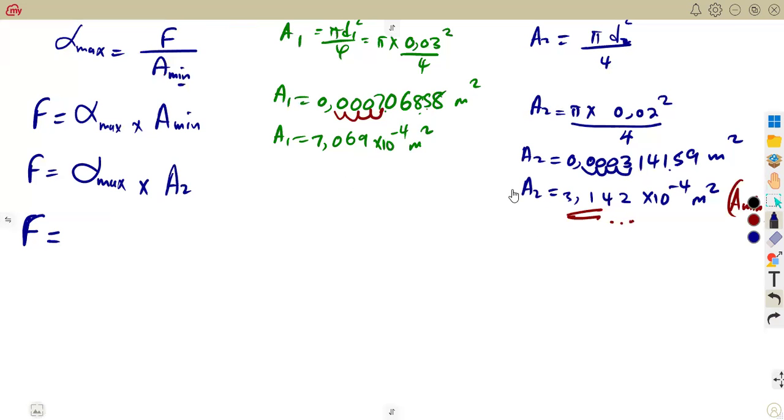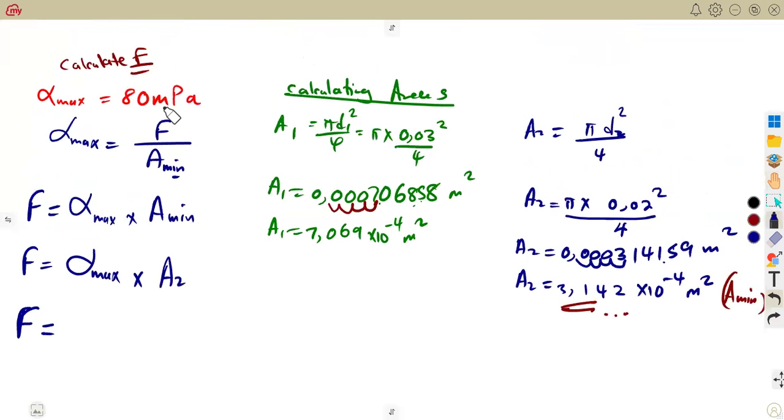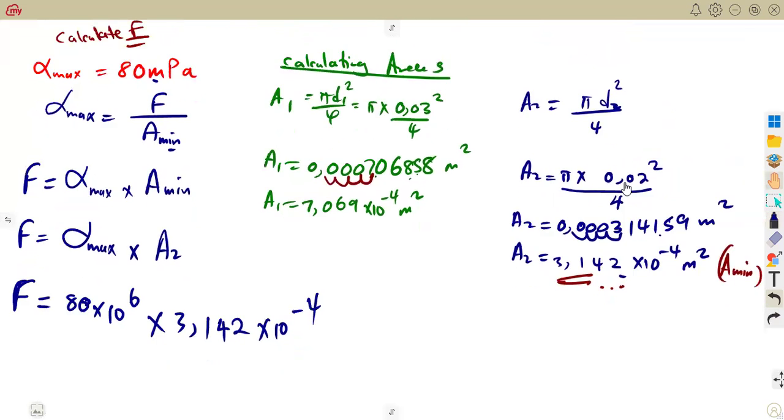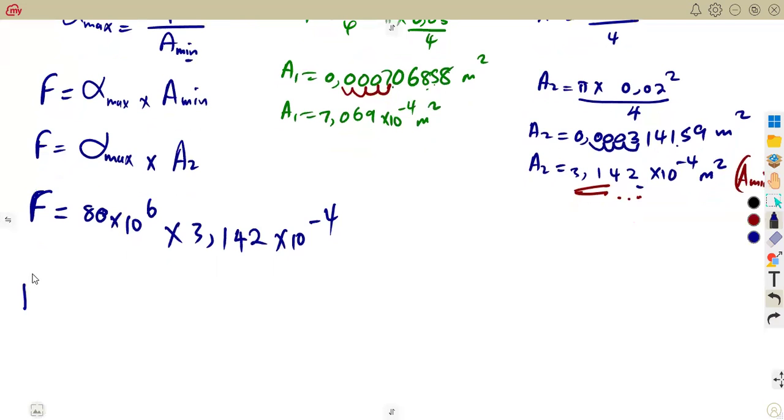Maximum stress as it is given, 80 megapascal. So that is 80 times 10 to the exponent of 6, that is the megapascal, times the minimum area, which is our A2. That's 3.142 times 10 to the exponent of -4. So with this, your force can be calculated. And that force was going to be something like 25,136 Newton.